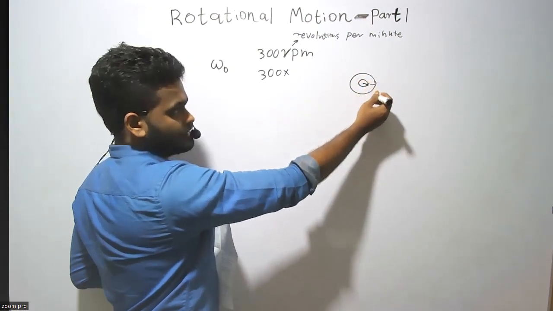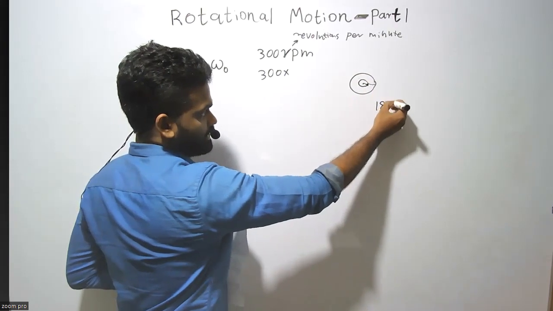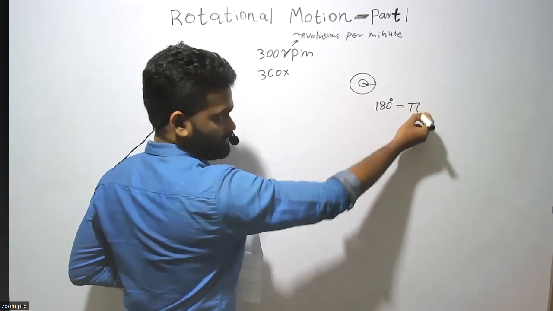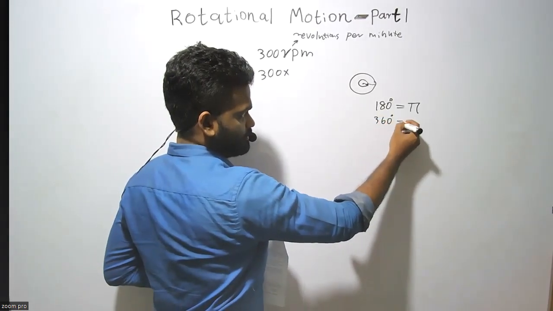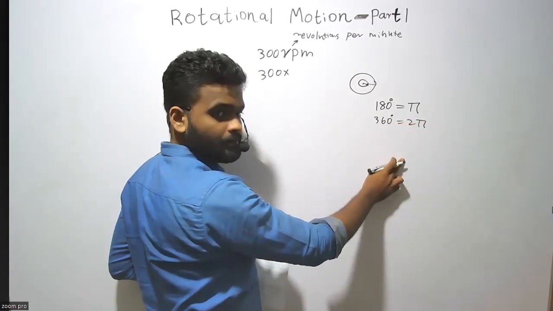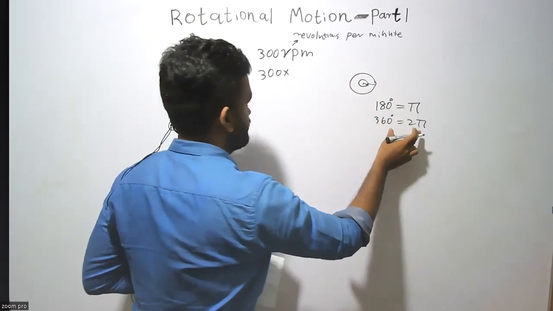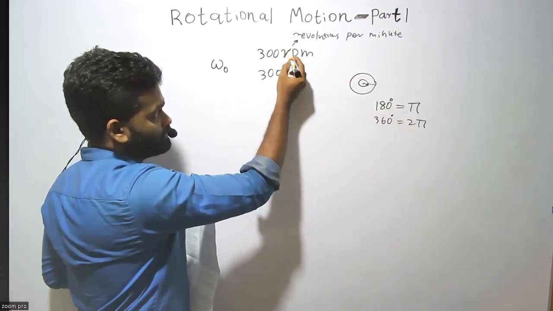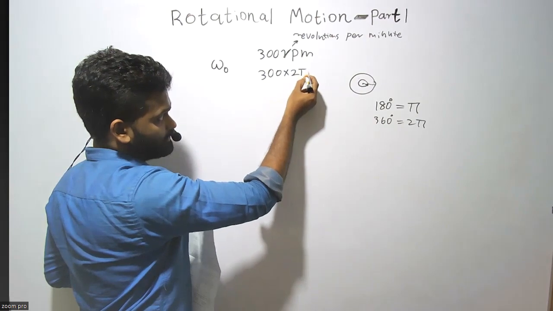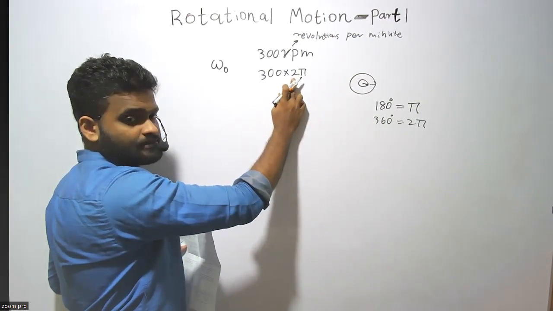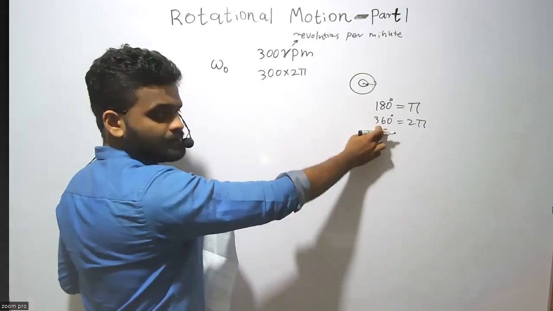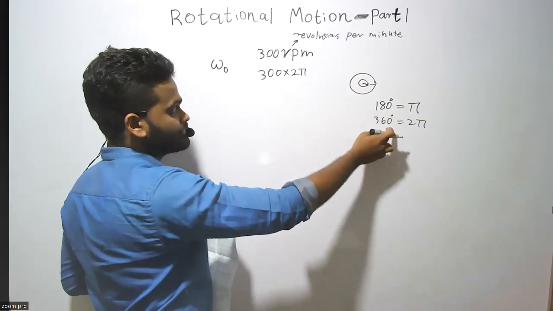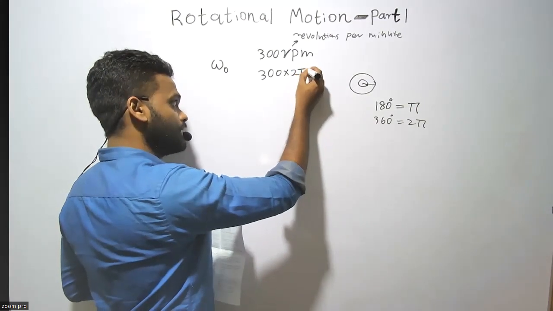360 degrees, right? So we know that 180 degrees is pi in radians. So 360 should be 2 pi. Get it? So instead of revolution here, you have to substitute 2 pi in radians, right? One revolution is 2 pi. You cannot put 360, you have to substitute 2 pi.